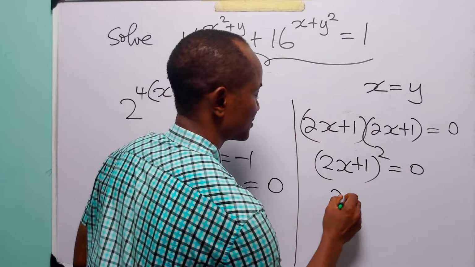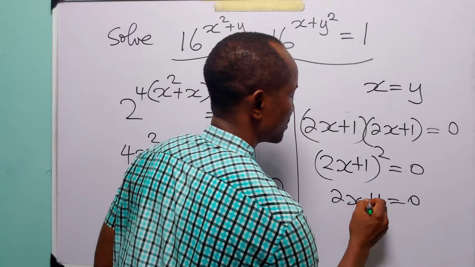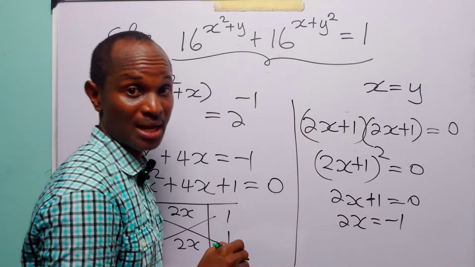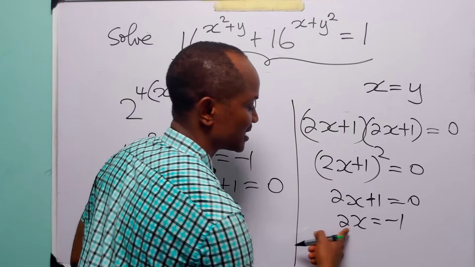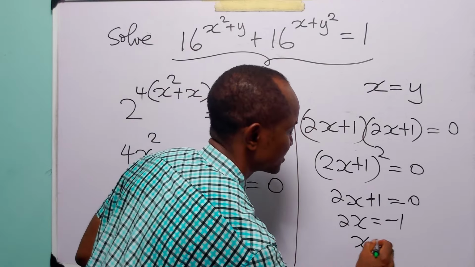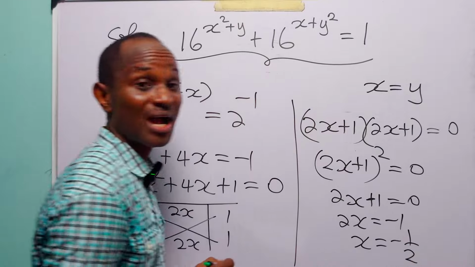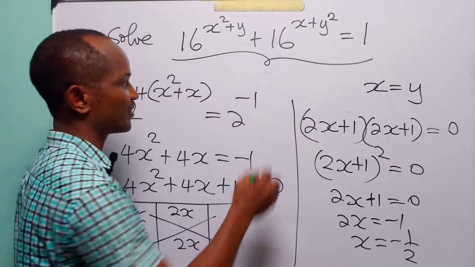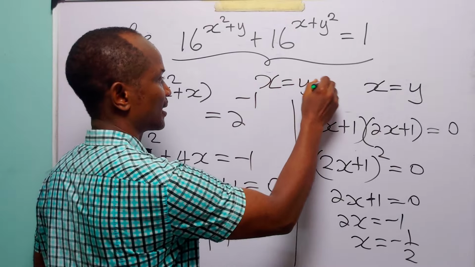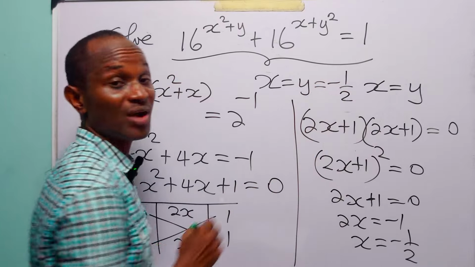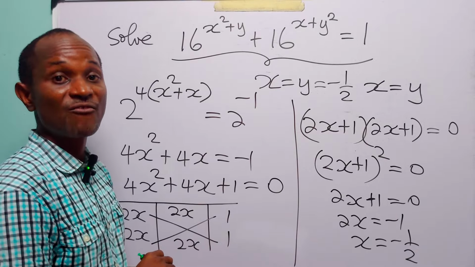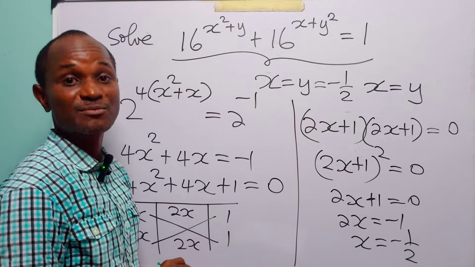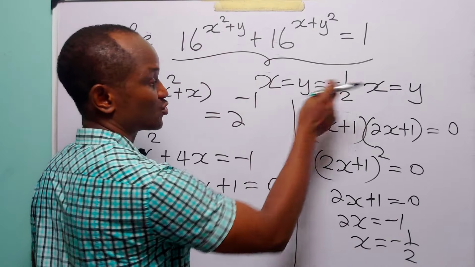From where we have that 2x plus 1 is equal to 0. And of course, 2x is equal to minus 1. Now, when we divide both sides of this equation by 2, we have that x is equal to minus 1 over 2. Of course, since x is equal to y, we have that x is equal to y equal to minus 1 over 2. So the only value of x and y that satisfy this exponential equation is minus 1 over 2.